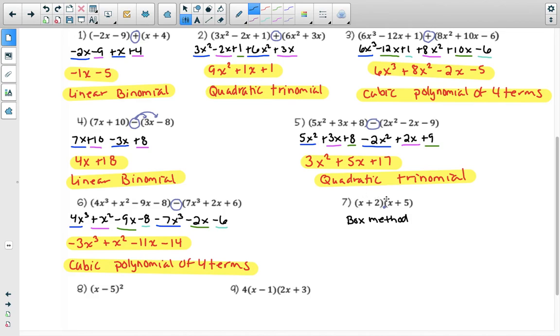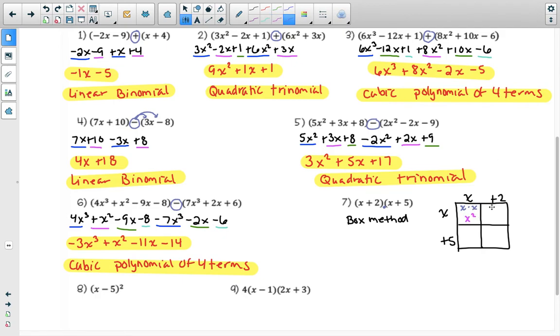So I'm going to make this the top of my box, so my width of my box, and I'll make my x plus 5 the length of my box. So I have an x and a positive 2 for my top of my box, and I have an x and a positive 5 for the side of my box. So what we're going to do is multiply and do the area of it. So this is going to be x times x because this is the length and this is the width of my box. X times x is x squared.